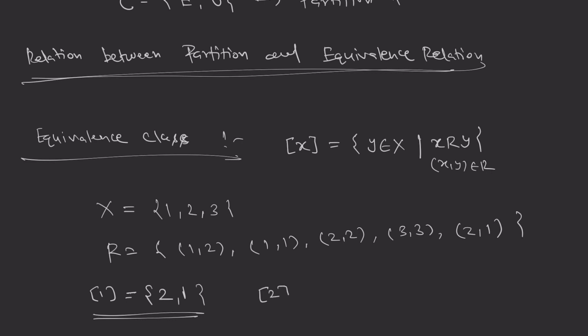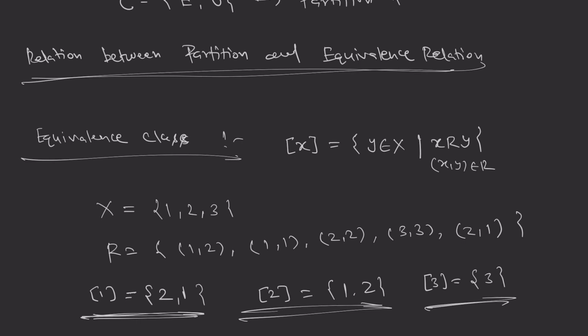Now tell me about the equivalence class of 2. Now look here, 2 is related to 1, so 1 should be there, and 2 is related to 2, so 2 will be there. And now the equivalence class of 3: only 3 is related to 3 and nothing else, so only 3 is there. Okay, so these are the equivalence classes: equivalence class of 1, of 2, and of 3.